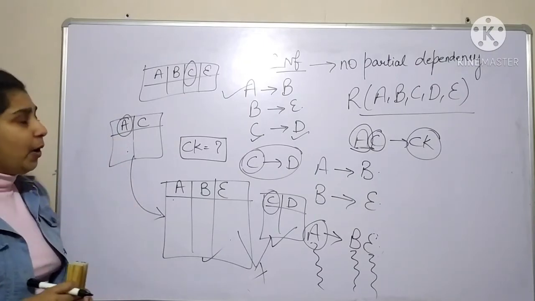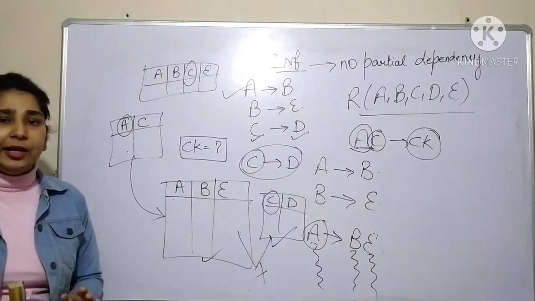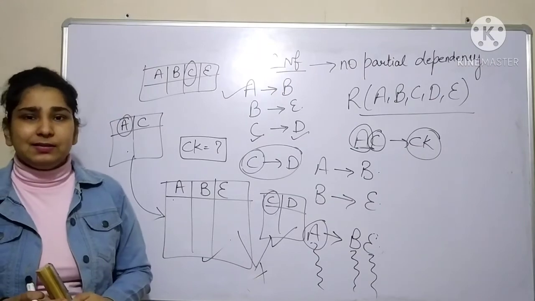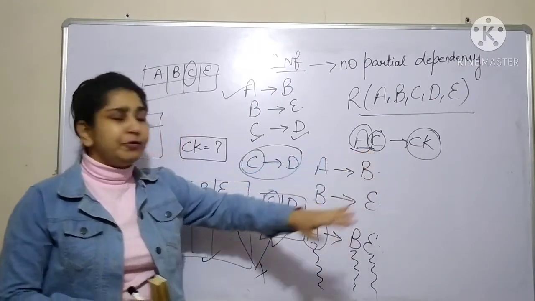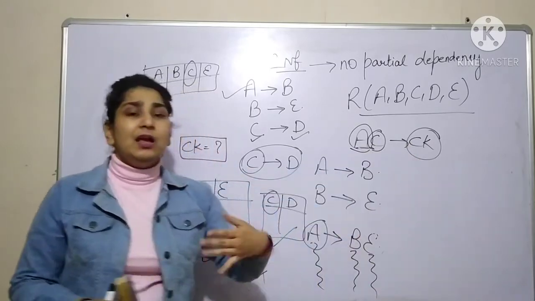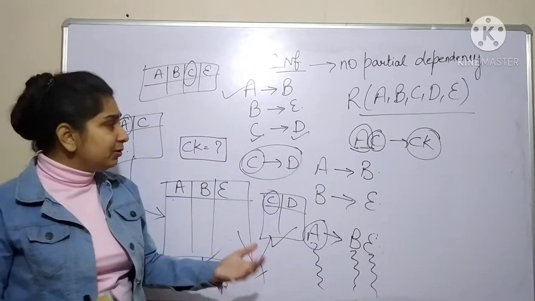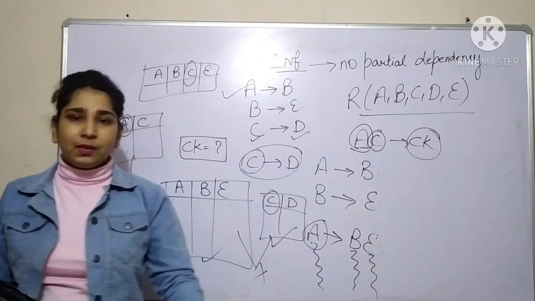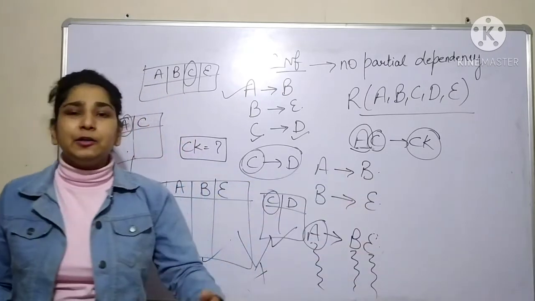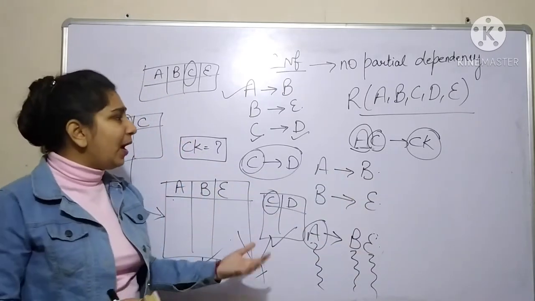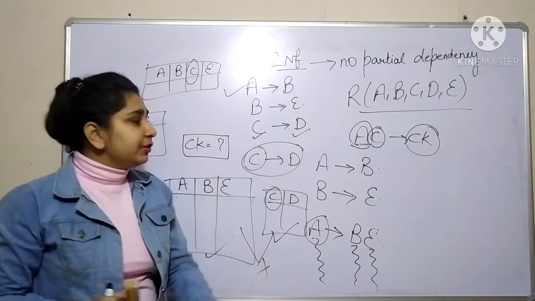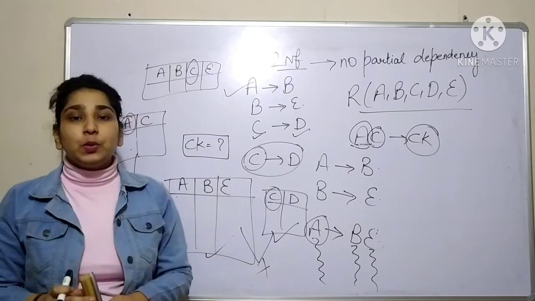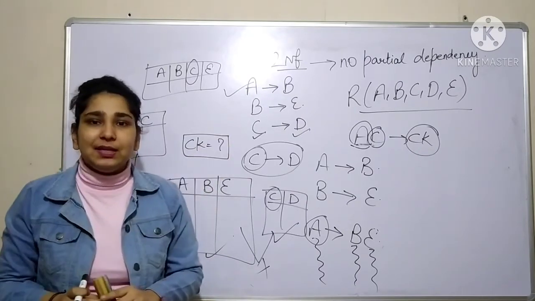Okay, so I hope that you are clear with second normal form. Our main purpose is to remove the redundancy. So if part of your key is determining some non-key attribute, then some redundancy would definitely be present in that part of the key attribute. That's why we are using multiple attributes as a candidate key. So I hope that you are clear with this example.